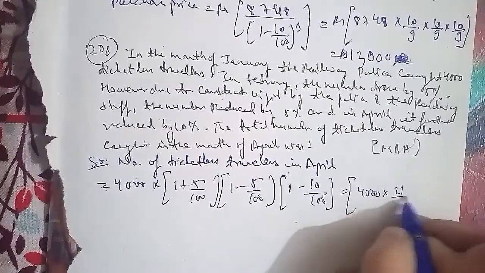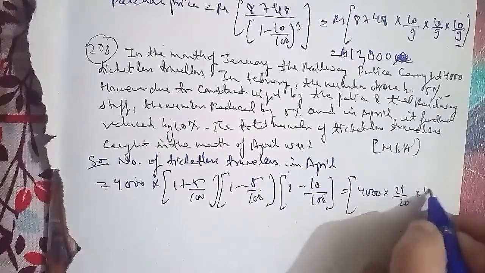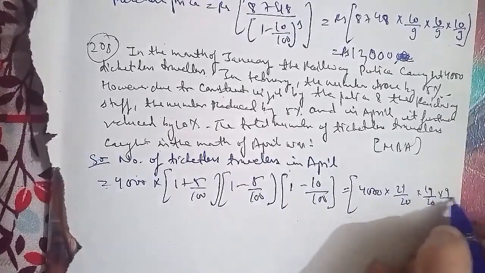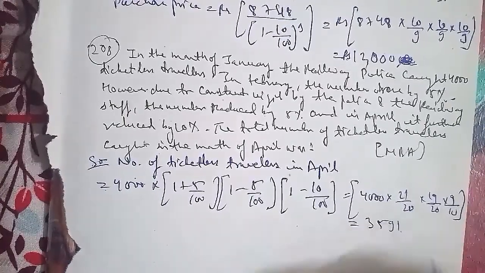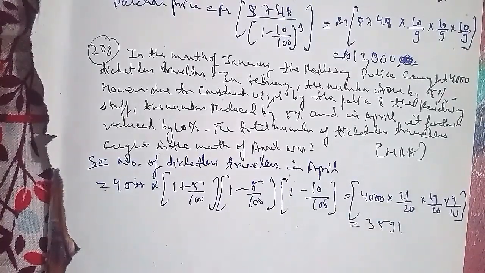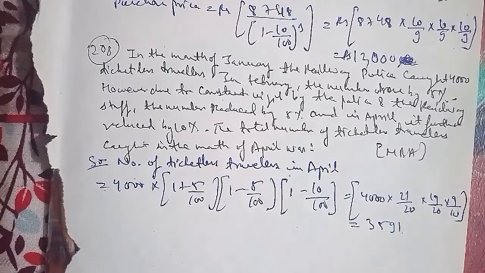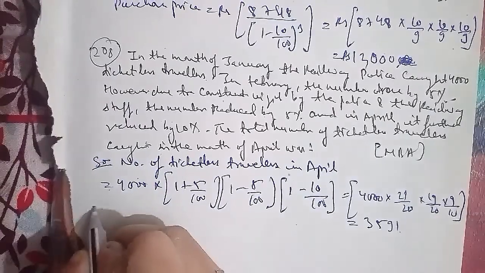Four thousand into 21 upon 20 into 19 upon 20 into 9 upon 10. 21 that we have. Now we go ahead for the next. We talk about another question, and that has been your 209th question of the session.